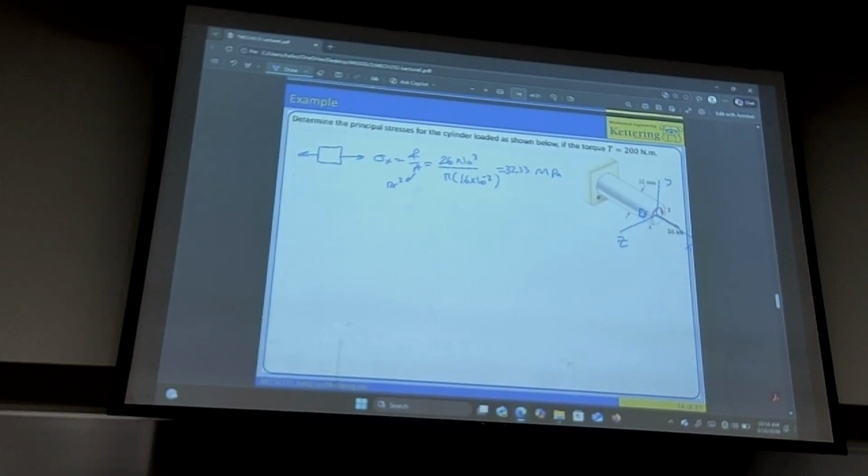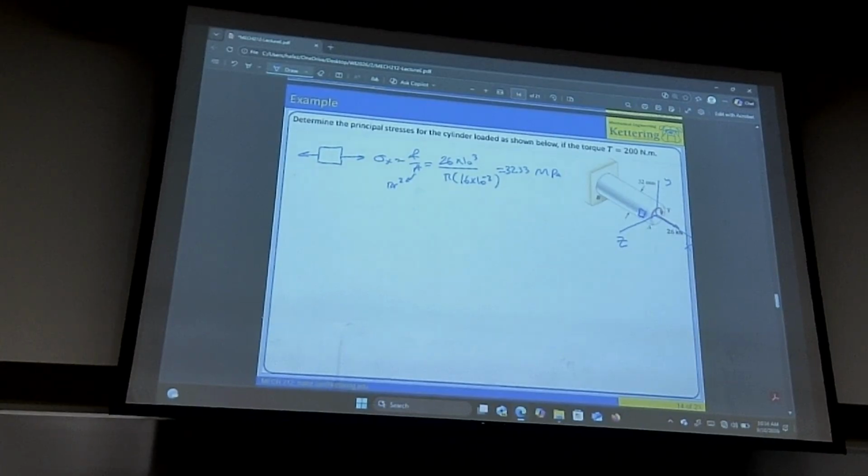All right, you have that. Jesus, would the force create any other stress? Look at the force only. It's applied at the centroid. Does it apply any other stress? No. That said, let's move on.